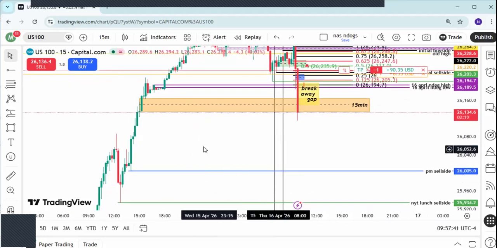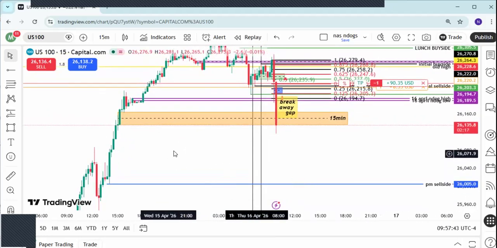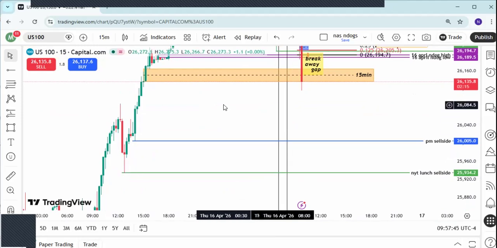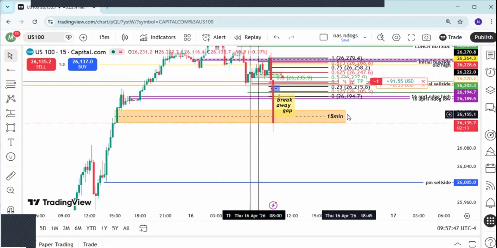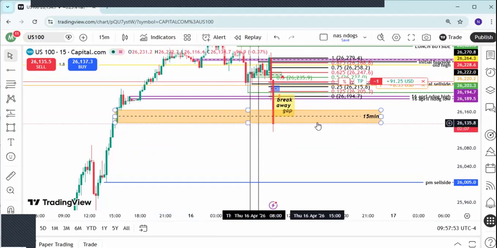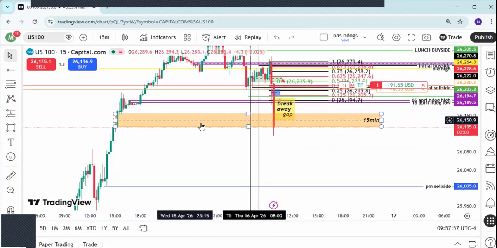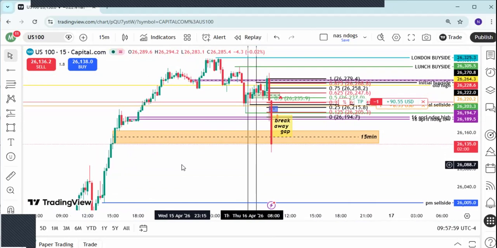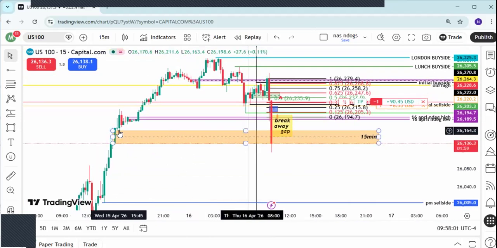And then there's your PM sell side there. And eventually you have your lunch sell side there. So do we use this like we used it here to go higher? Do we use this and go lower? So this one is going to tell you what it's going to do. It's going to show you now. It's going to use it to go lower because here it was used, bam, there to go higher.